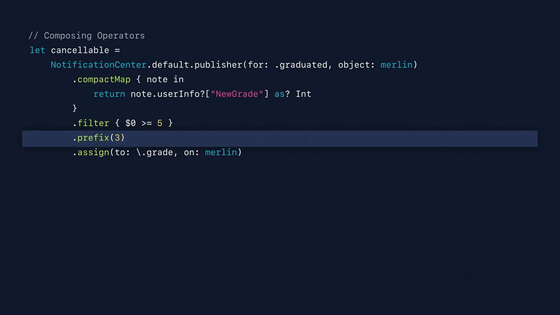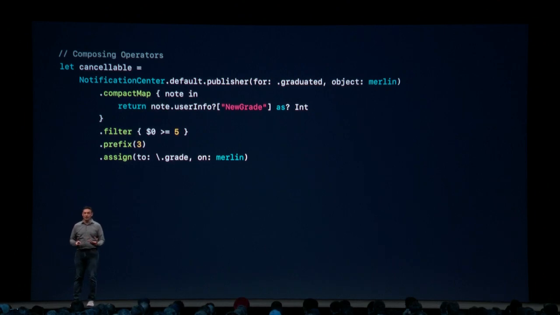What it does is after it receives 3 values, it will cancel the upstream and send a completion to the downstream. So stepping back, let's see what we have here. We have a notification center publisher that listens for graduations on Merlin. Once he graduates, we will fetch the new grade out of that property, out of that notification, and then we will make sure that the value is greater than 5th grade and that it has only happened a maximum of 3 times before finally assigning it to the grade property on Merlin.